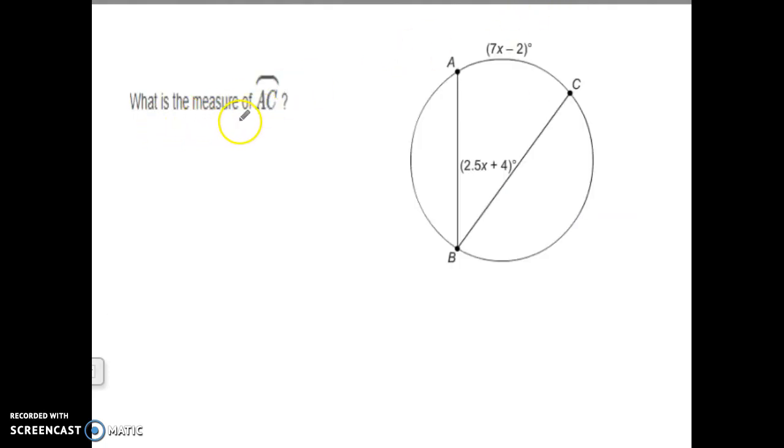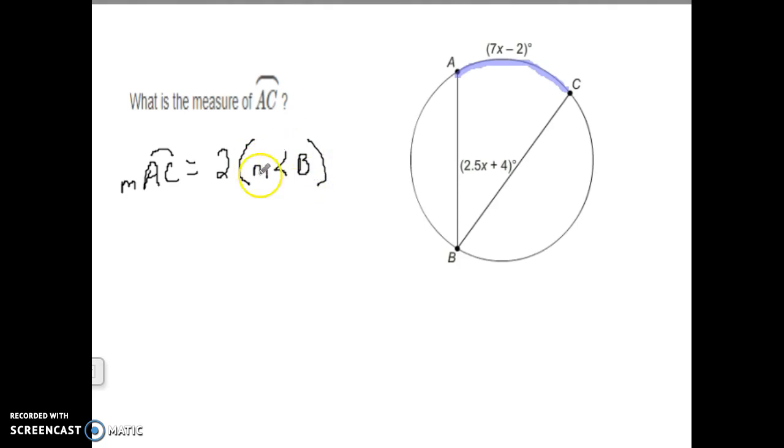This one wants the measure of arc AC. So that arc is right here. Now they've given us that arc AC is 7x minus 2, and they've given us the angle. They want us to find the arc, so first we're going to have to find x. We can set up an equation. We know that the measure of arc AC is equal to twice the angle, so 2 times the measure of angle B.